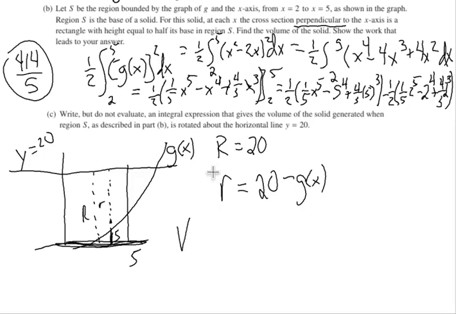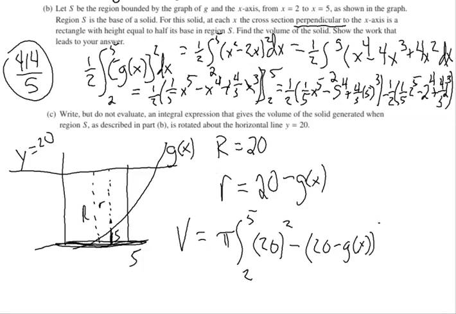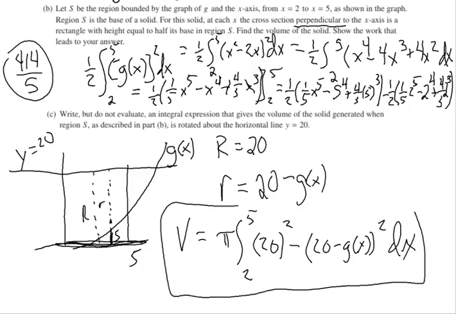So the volume is going to be pi times the integral from 2 to 5 of big R squared minus little r squared, 20 squared minus 20 minus g of x squared dx. And you can leave it like that, and you're done.